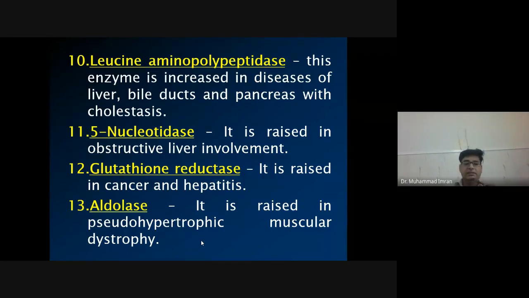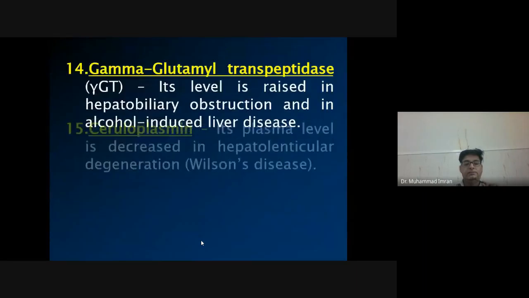5-nucleotidase is raised in obstructive liver involvement, obstructive jaundice. Glutathione is raised in cancer and hepatitis because it causes the neutralization of free radicals in the form of H2O2. Aldolase is increased in pseudo-hypertrophic muscular dystrophy. If we have any muscular dystrophy, then the level of aldolase A gets increased.